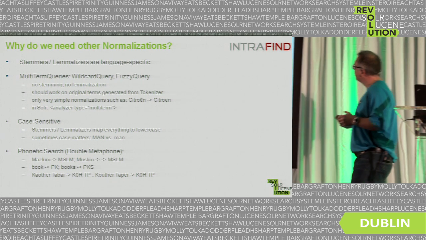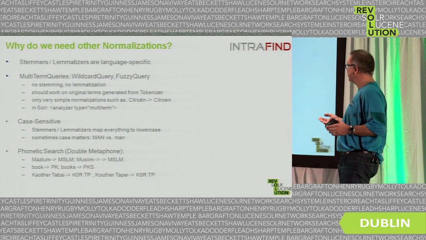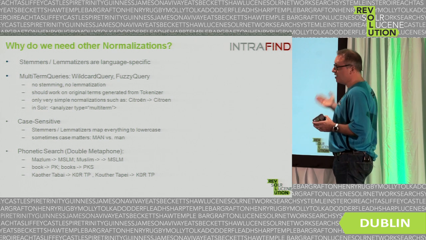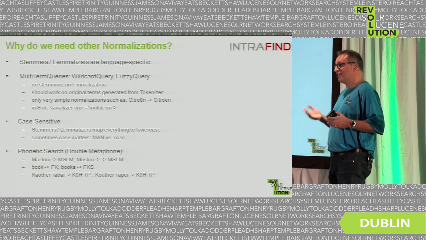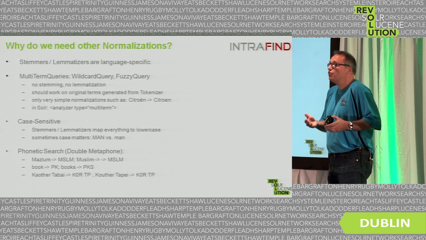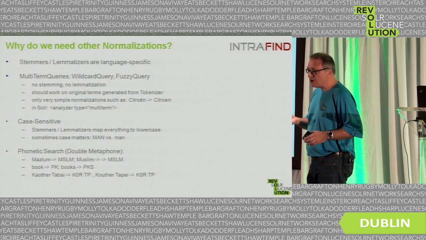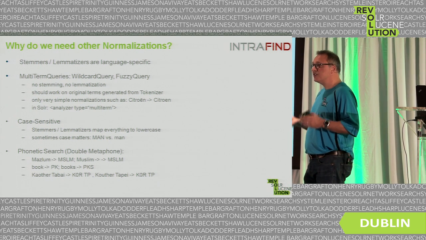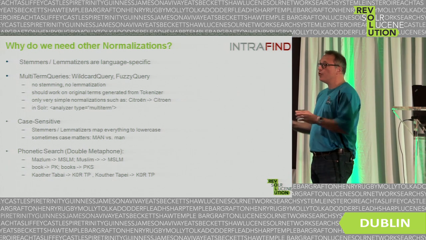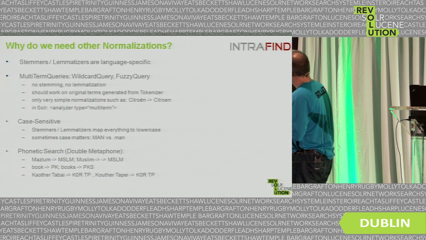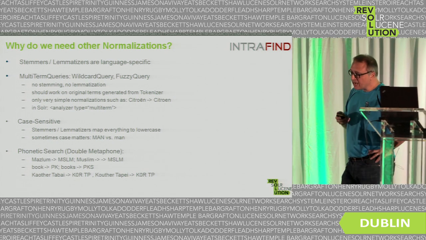But what I actually want to talk about is, why do we need more than one normalization? We have seen stemmers and lemmatizers, and we have seen they are language specific. So this already means, if we don't know in advance or if not all documents from our content have the same language, we already have more than one normal form. But we still have to look at other things.